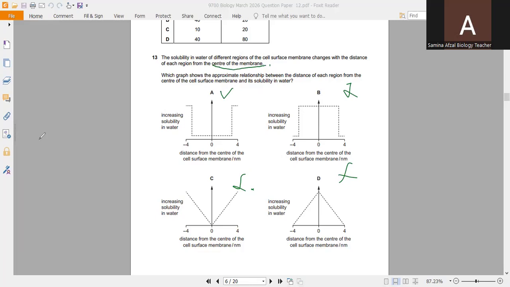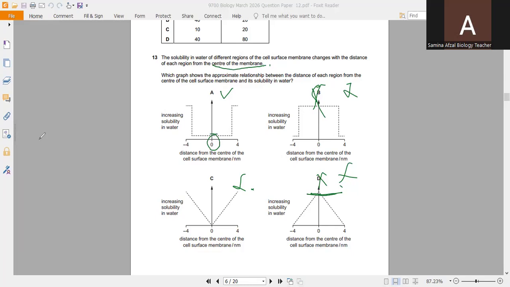Let me explain. So you know that the core of the cell surface membrane is made up of non-polar hydrophobic fatty acid tails. Because they repel water, the solubility in water at the exact center, that is 0, must be at its lowest. So it will be lowest over here. This eliminates graphs B and D. You can see it is highest in B and it is also highest in D. It should be lowest. So according to this, A or C should be the correct one.